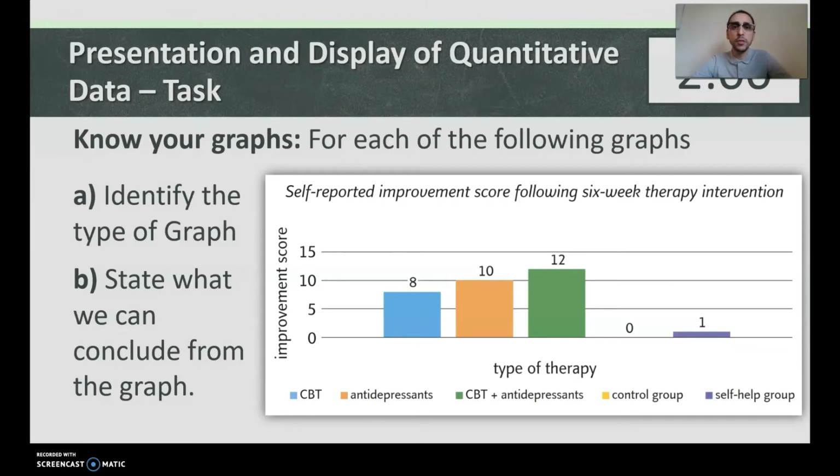Okay, which one improved? We see CBT improved, antidepressants improved a little bit more. A combination of CBT and antidepressants improved greatly. The control group didn't improve at all, and only one person was improved with the self-help group. So what we can find is the most effective therapy for dealing with, I'm assuming it's depression because they're being dealt antidepressants, would be CBT and antidepressants together.